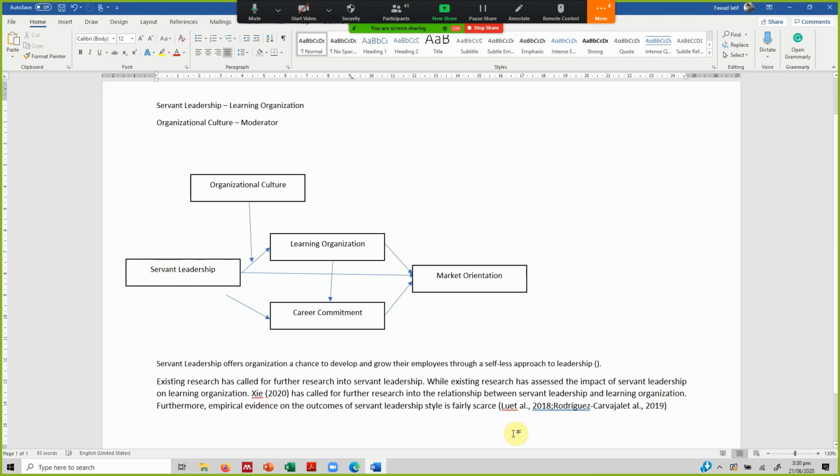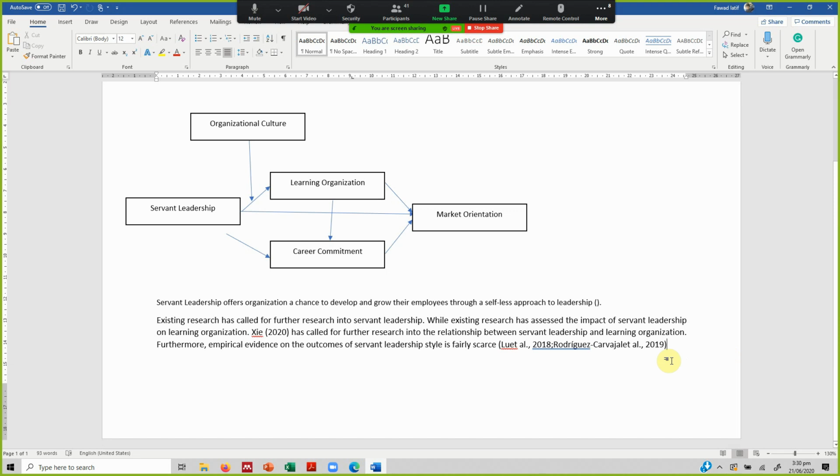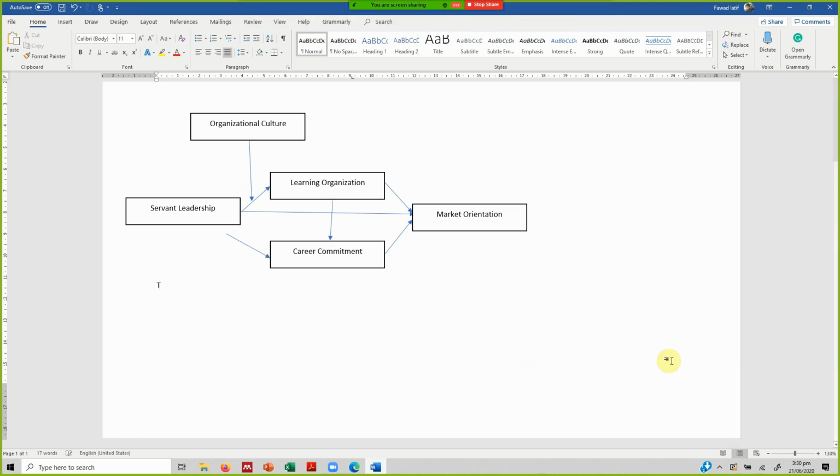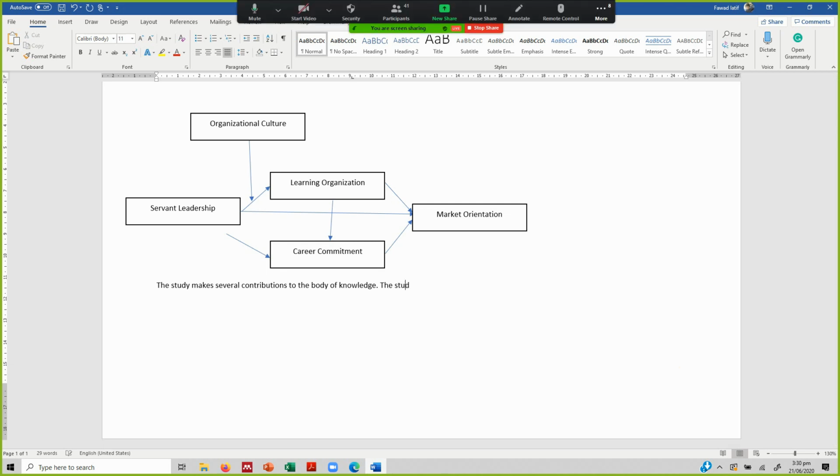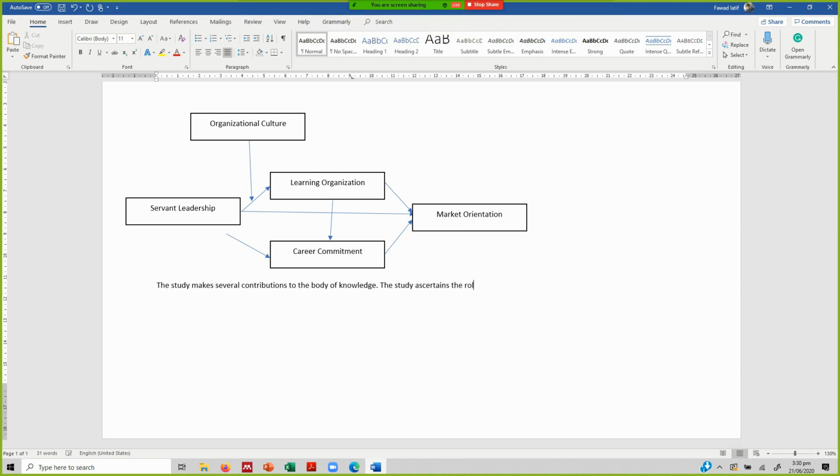Let's say this is our model. Let's say, and then, the study makes several contributions to the body of knowledge. The study ascertains the role of servant leadership in fostering learning organization, career commitment, and market orientation.